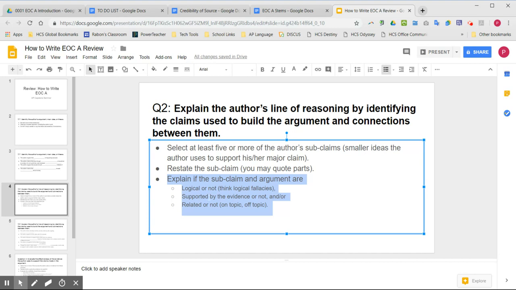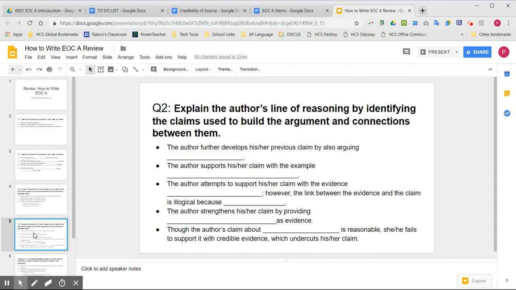Finally, is it supported by evidence or not? So look at the evidence given. Sometimes the evidence could support the claim, and that's something you talk about. The author's claim in this case is supported by this example because. You could also ask, is the evidence related or not? It could be that the author is trying to slip in evidence that has no connection to the claim, and you can call the author out on that. Or you can talk about how well the evidence is related to the claim and how much it helps to support it.